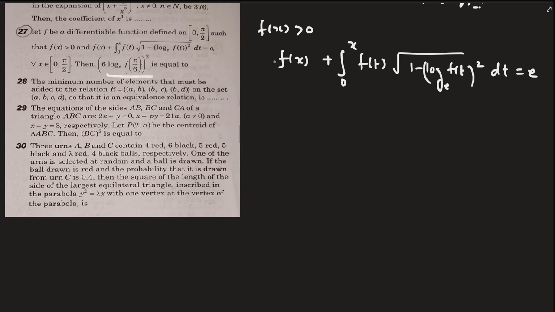x belongs to 0 to pi by 2. So first of all we want to break this integration sign. For this we have to apply the Newton-Leibniz formula, and if you are going to apply the Newton-Leibniz formula, you have to do the derivative.